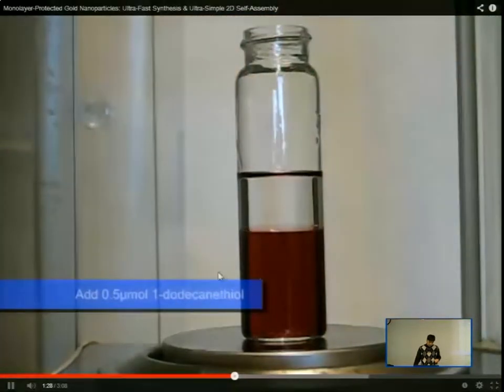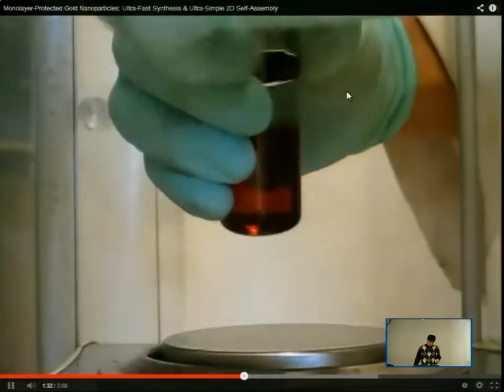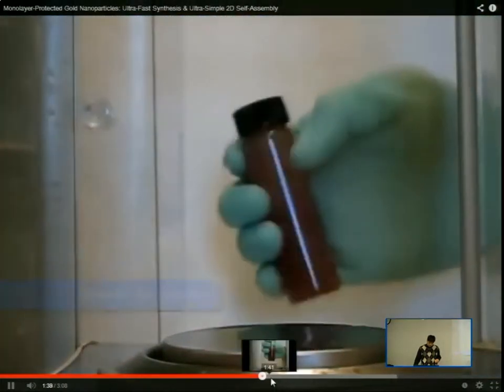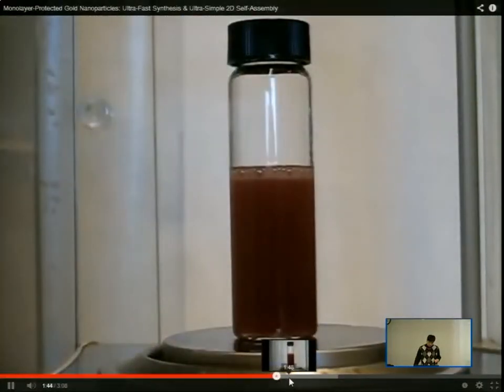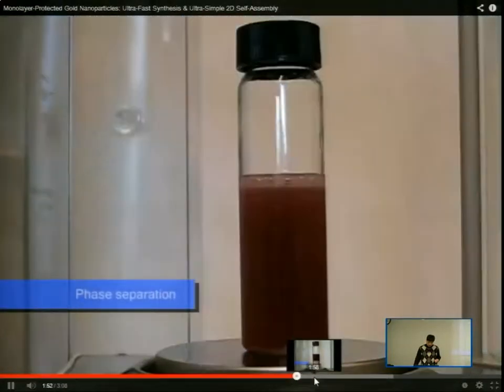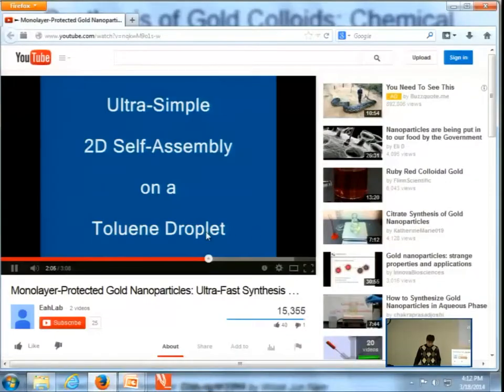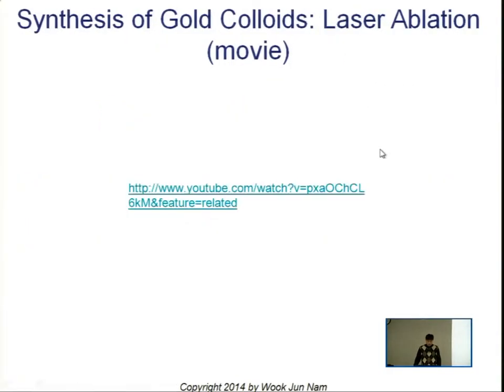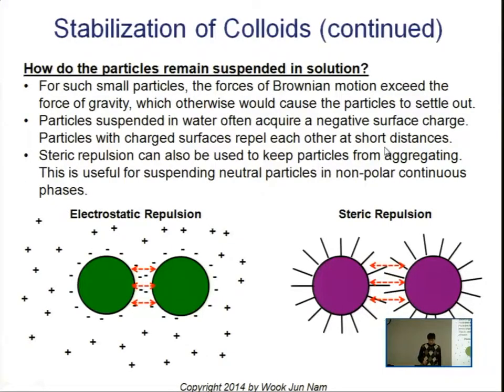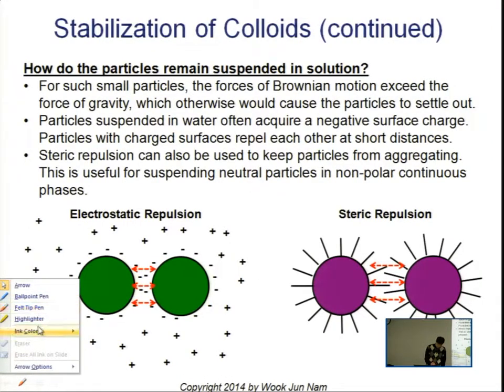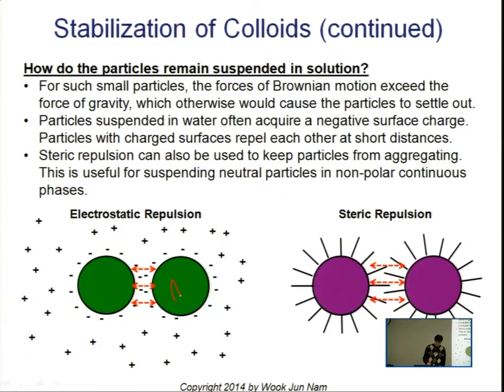and dodecanethiol, and as we are waiting for that, this makes phase separation, and then you can see the top solution is red, and the bottom solution is clear. So what happened is, before we add that acetone, hexane, and dodecanethiol, the gold nanoparticles are present something like this, and the surface of the particle is gold.